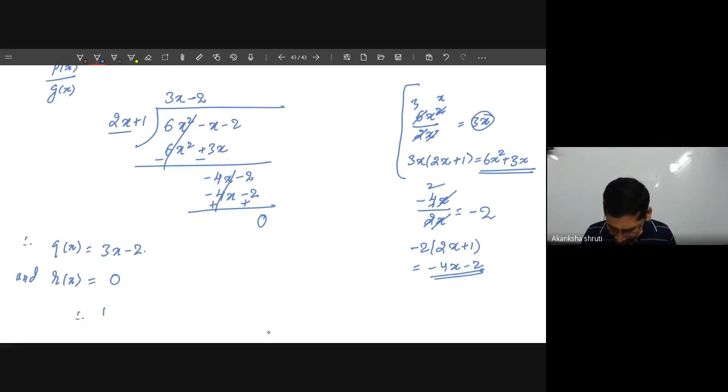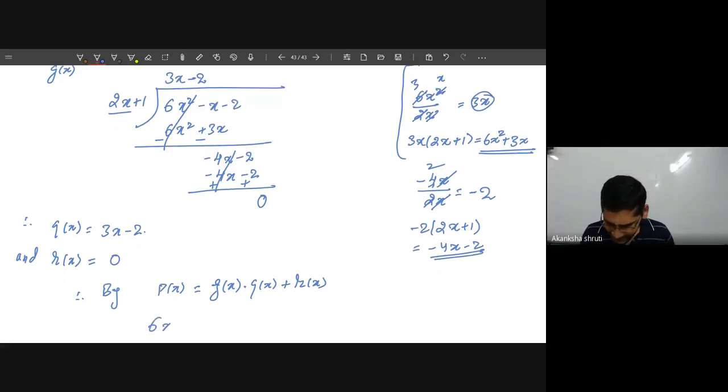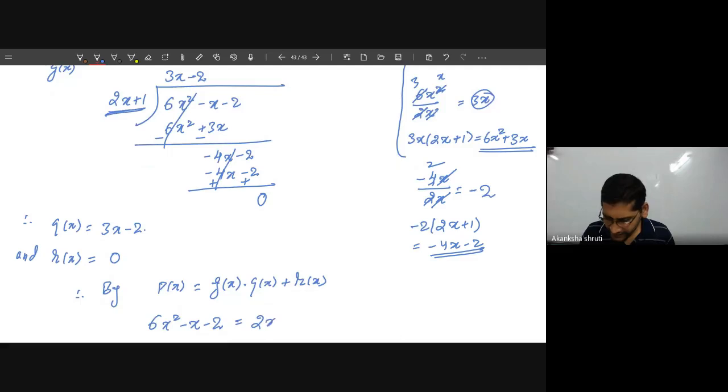Therefore, by the division algorithm, that polynomial p(x) can be written as the divisor g(x) into the quotient, plus the remainder r(x). This is the standard formula which is applicable for all kinds of division, whether a number or a polynomial. Okay, student. So here, our p(x) was 6x square minus x minus 2. And what is our g(x)? g(x) was already given. The divisor is our 2x plus 1.